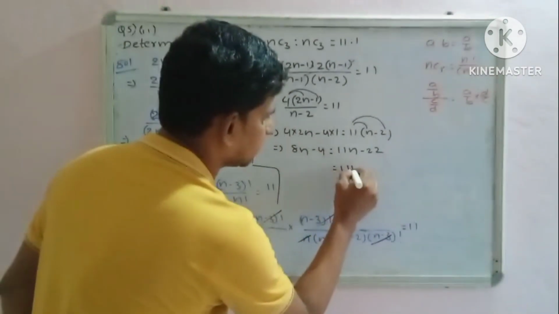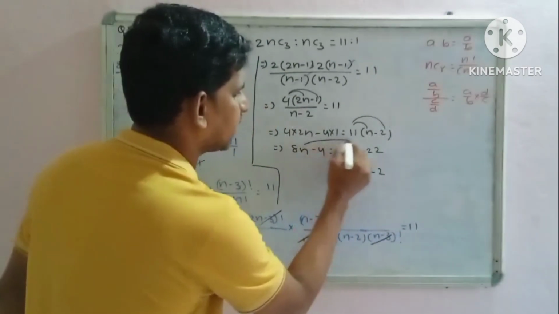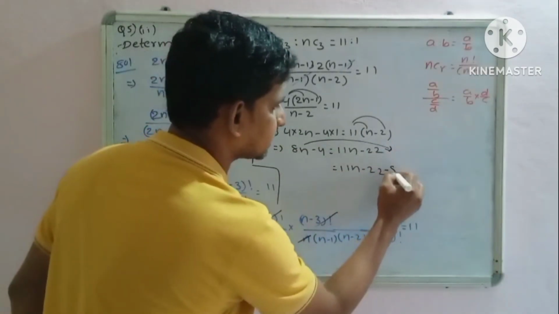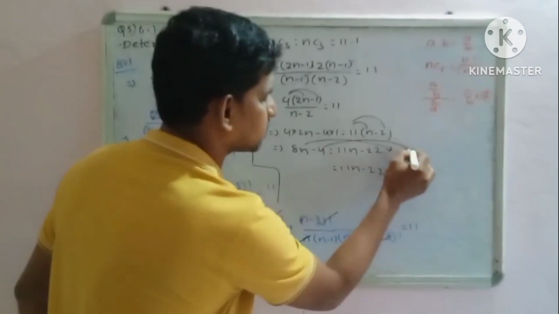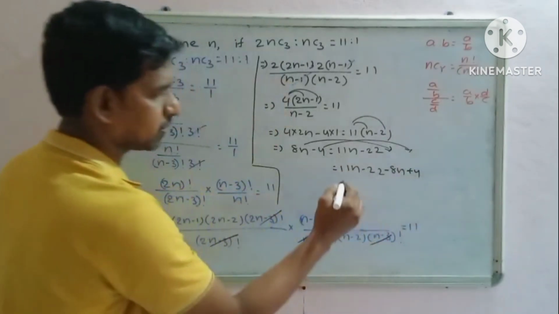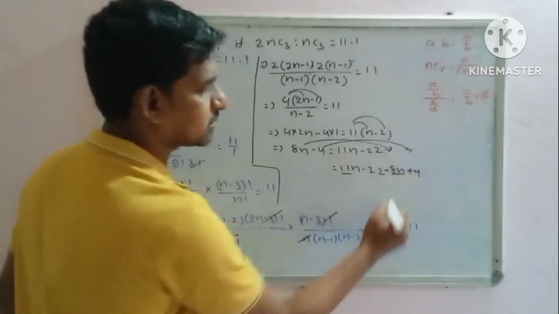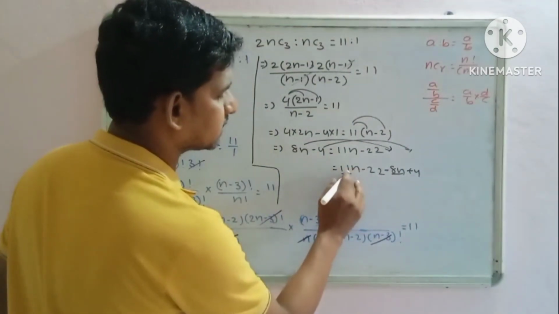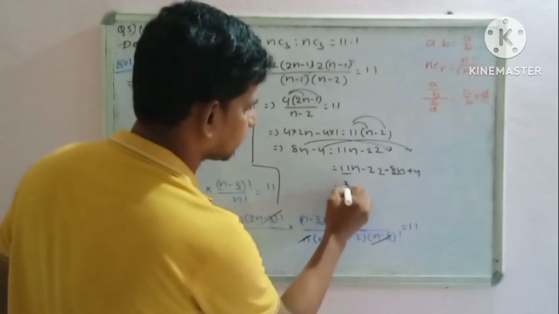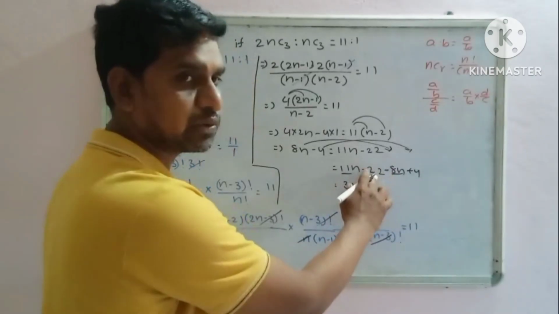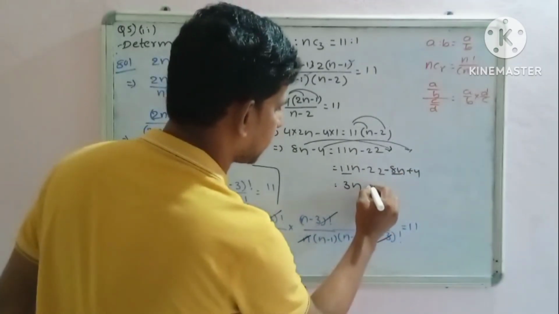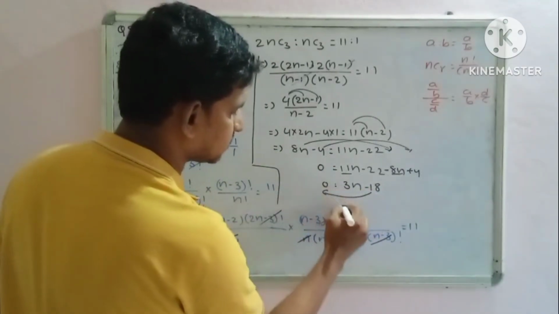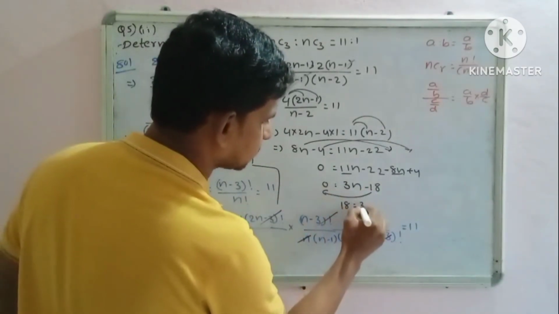So 11n minus 22 minus 8n, transpose to the right side, sorry, plus 8n transpose to the right side, minus 4 transpose to the right side, plus 4. Now 11n minus 8n, how much? 11 minus 8 is 3, 3n. Minus 22 plus 4, so minus 18. Here nothing is there, 0. Minus 8n transposed to the left side, positive 8n equals 3n.